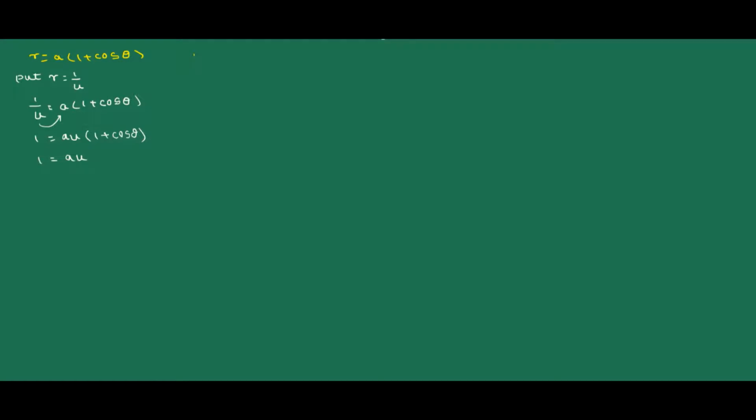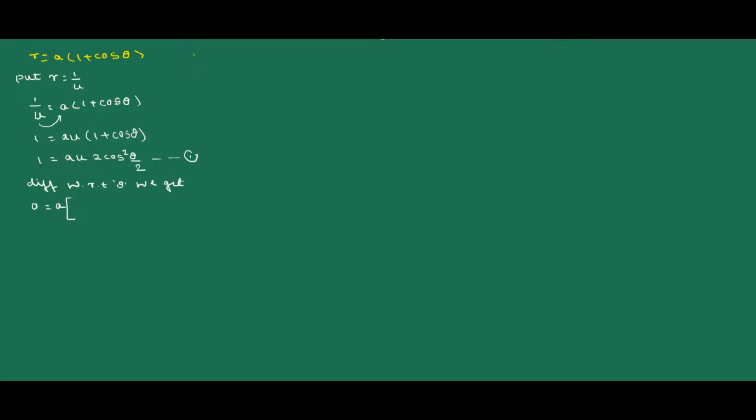Say this is equation number 1. Or you can also write it as 1 is equal to a u into 1 plus cos theta. By using the half angle formula, we can write 1 plus cos theta as 2 cos square theta by 2. Say this is equation number 1. Now differentiate with respect to theta. We get, so left hand side differentiation of 1 is 0. a is constant, right as it is.